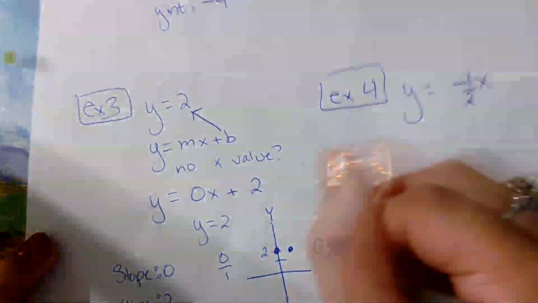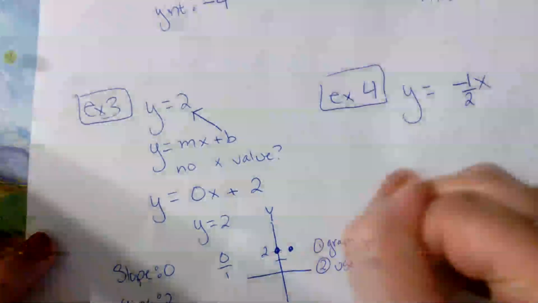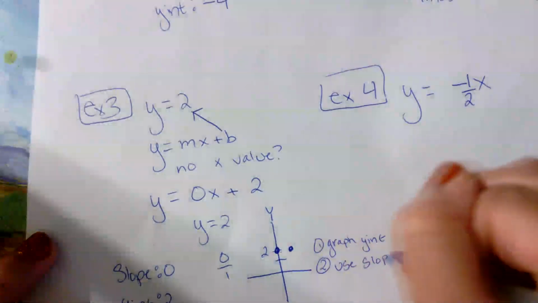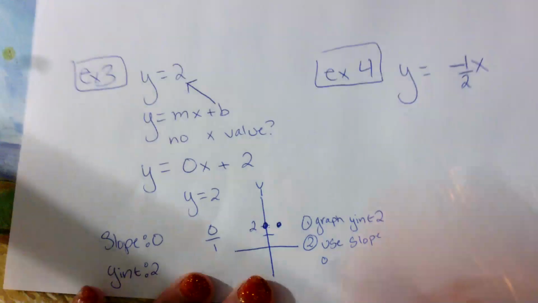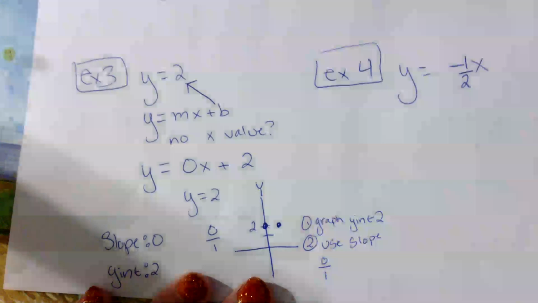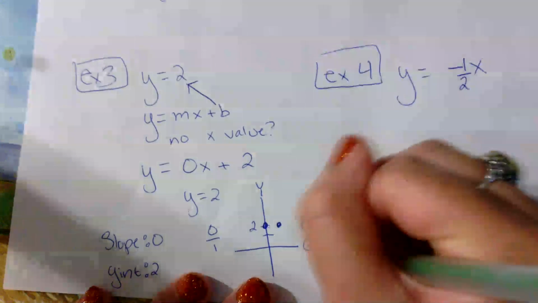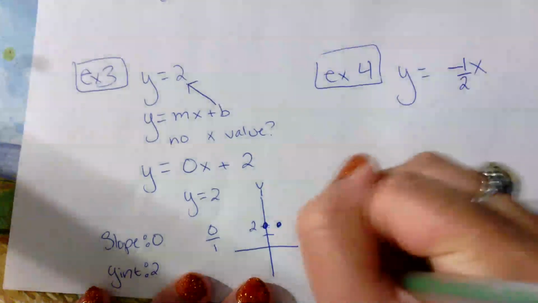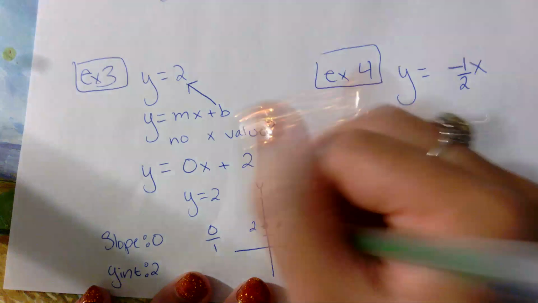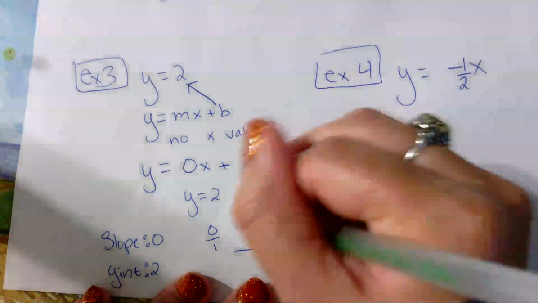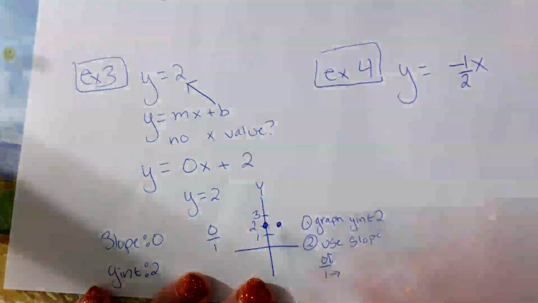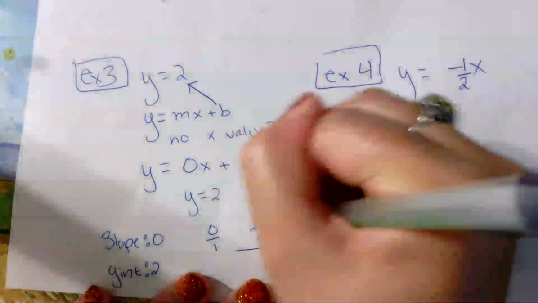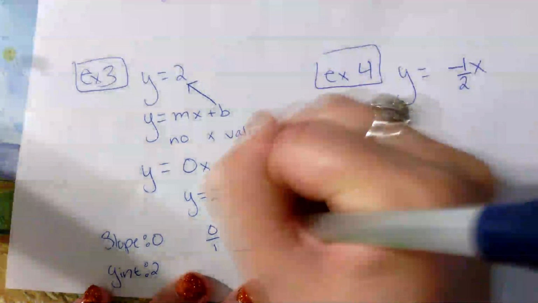Now my slope here is 0. So that's 0 over 1. That means go up or down, it doesn't really matter, 0, and then go right 1. So if I'm going up 0, I'm not going to 3, I'm not going to 1, I'm just staying at the same height, and then I'm moving over 1. So I've just drawn a horizontal line.